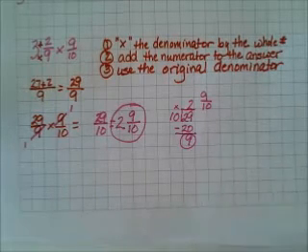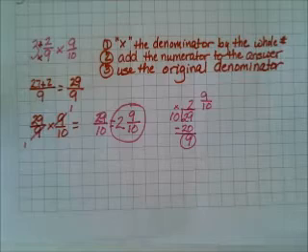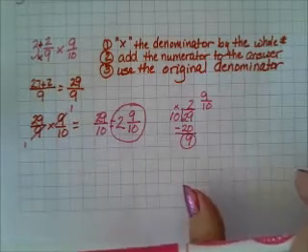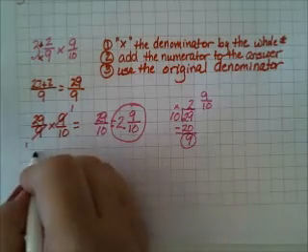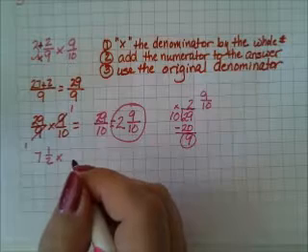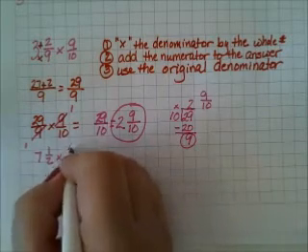Okay, let's try one more. Let's do 7 1/2 times 4/5.